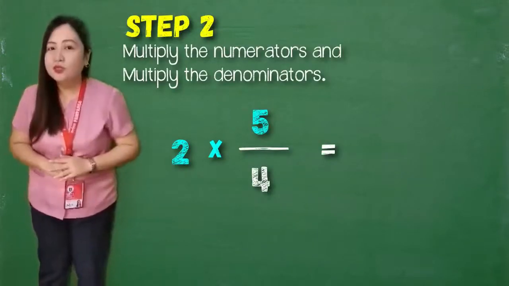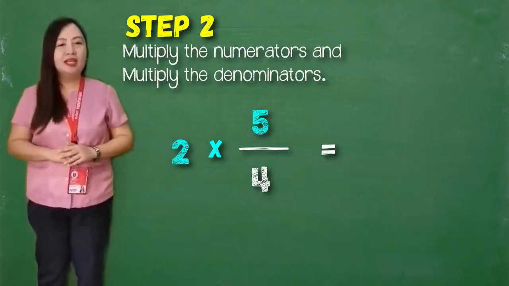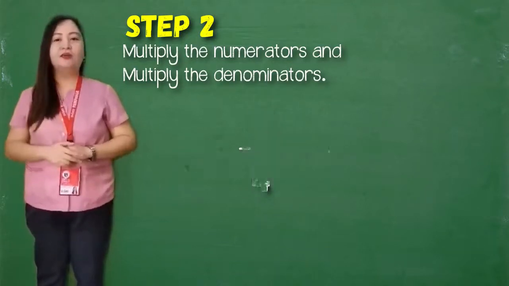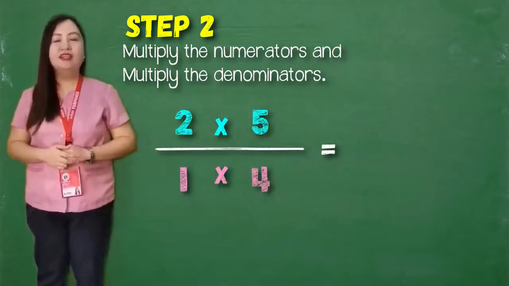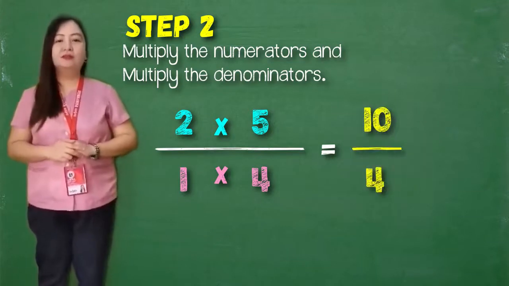What have you noticed with 2? 2 is a whole number. We can make it as a fraction by putting 1 as the denominator. So 2 times 5 equals 10. And multiply the denominators. 1 times 4 equals 4.